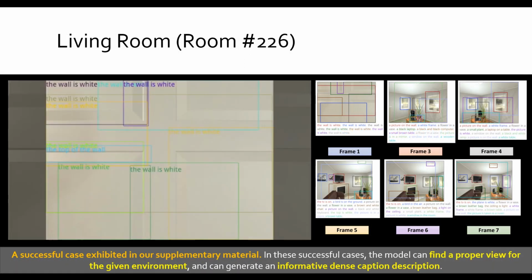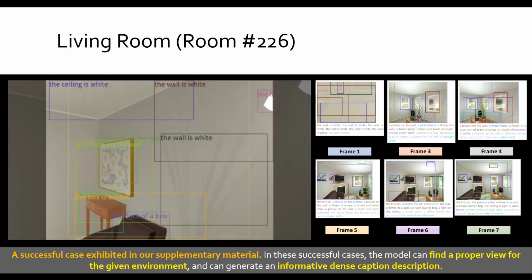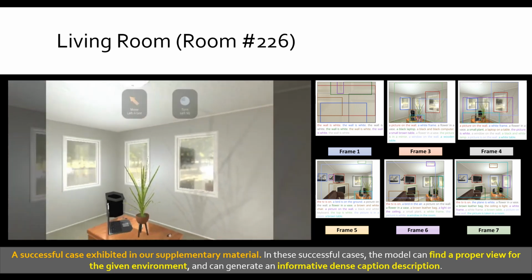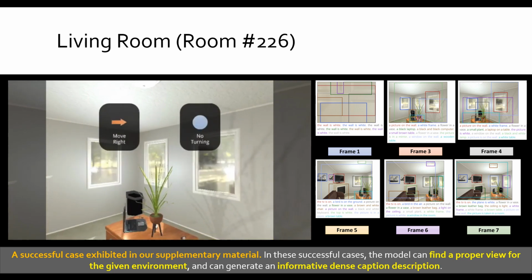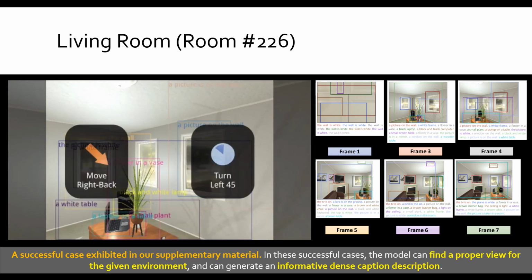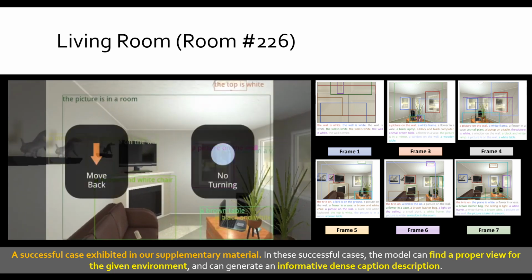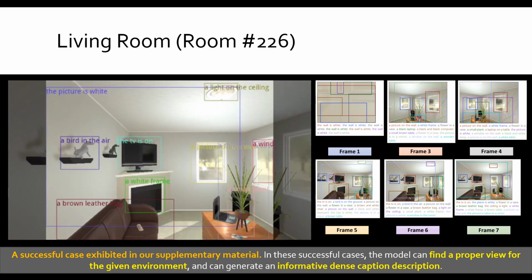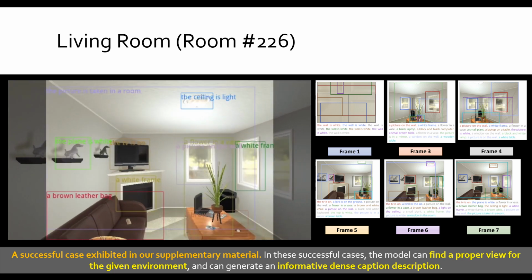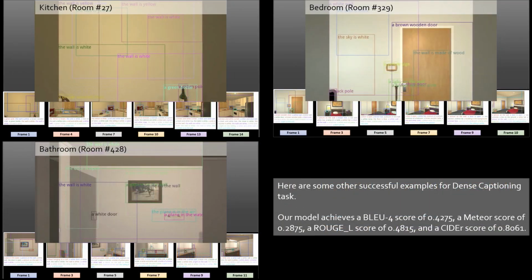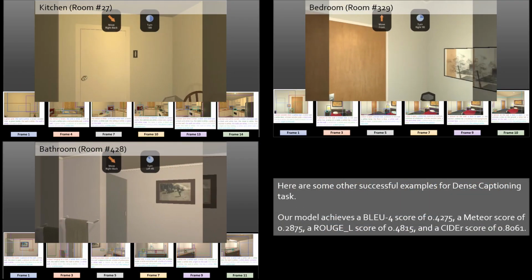The proposed framework is also applied to dense captioning models, where text descriptions for each region of the image are generated. Here is a successful example when applying our proposed framework to dense captioning task. This is a living room in the simulator. Here are some more examples.